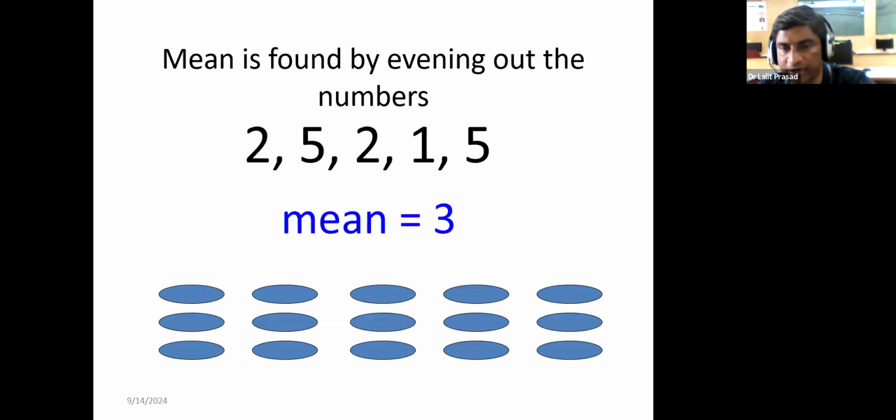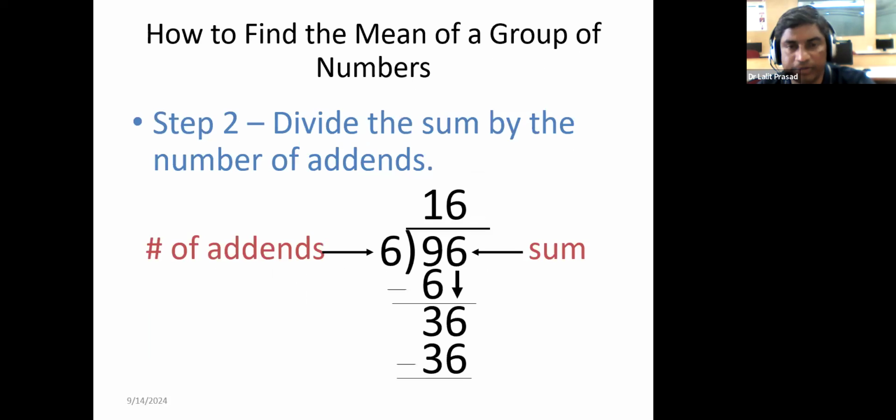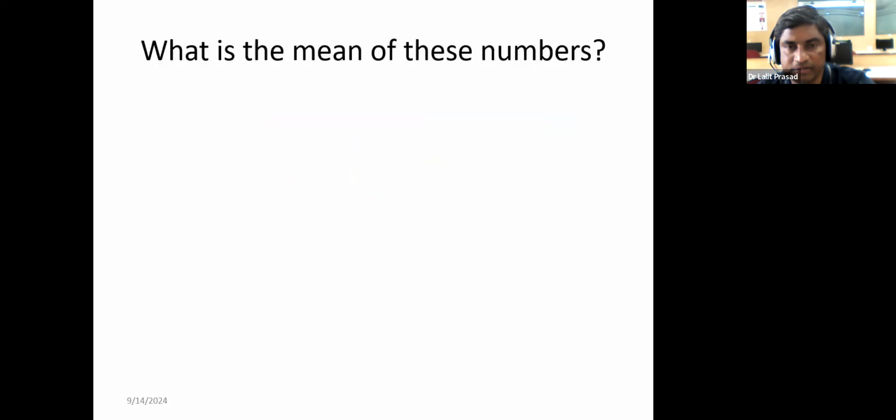So you can see here, the average value is equal to 3. So what is the rule? Add all the numbers and divide by the number of observations. So quickly, I will just run through it.